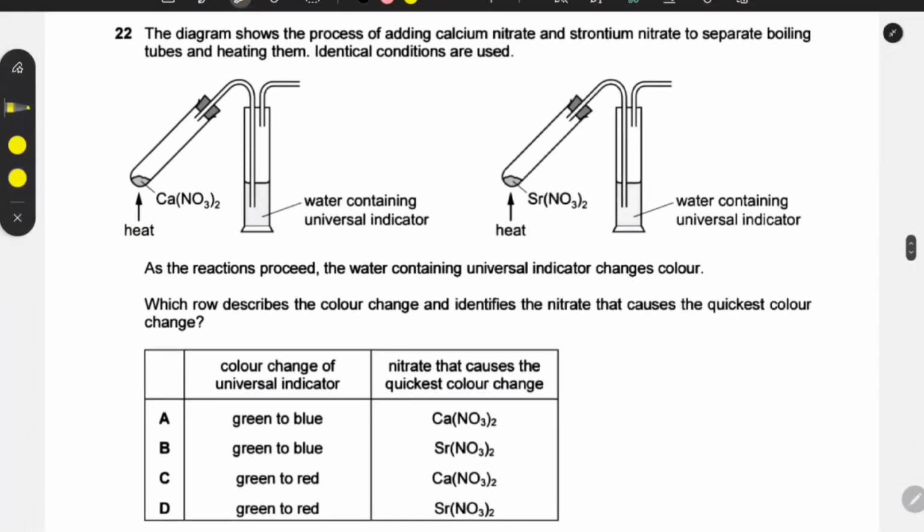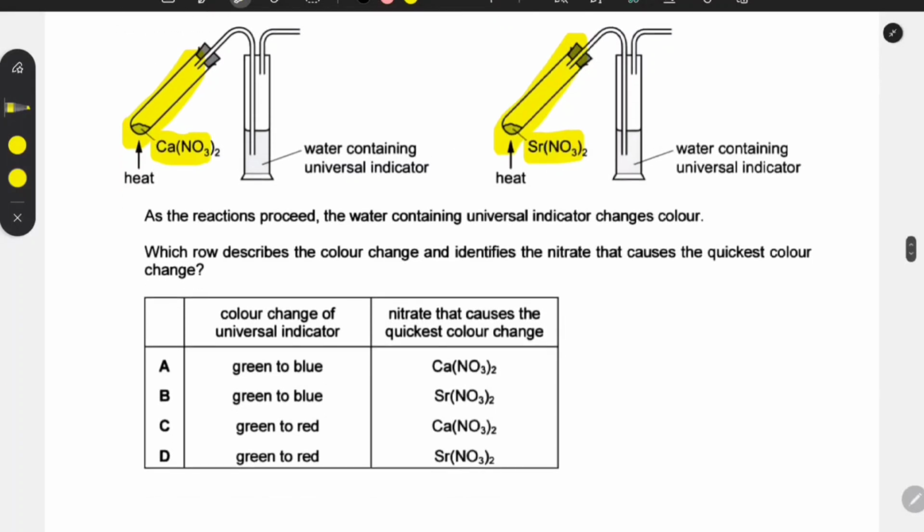Question number 22. The diagram shows the process of adding calcium nitrate and strontium nitrate to two separate boiling tubes. So we have two boiling tubes, these two, and we are adding these two salts in these tubes using identical conditions. As the reaction proceeds, the water containing universal indicator changes color. So we have this universal indicator, which is of green color. Which row describes the color change and identifies the nitrate that causes the quickest color change?